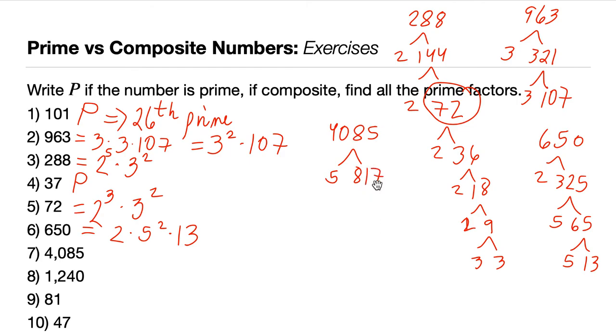So let's check. Is this divisible by any number? It's not divisible by 2. Is it divisible by 3 though? 8 plus 8 is 16. No, it's not. Is it divisible by 4? 17 is not divisible by 4. Also not divisible by 5, not by 6. How about 7? Twice the first number is 14, minus 81, it's going to give us 67. Is 67 divisible by 7? No, it is not.